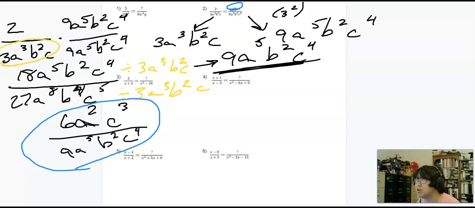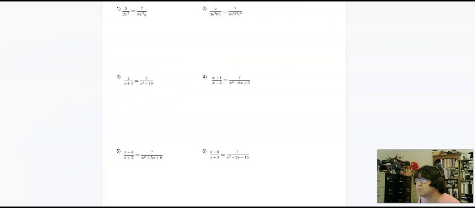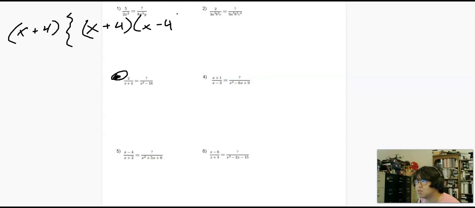Let's do a couple with binomials and see where we are here. Clear all the drawings out. With the binomial here, I'm talking about number 3 now. I've got 2 over x plus 4 equals something over x squared minus 16. If you factor both of these pieces, you'll find that x plus 4 doesn't factor, and the other is x plus 4 times x minus 4. Those are my factors for the x squared minus 16, a difference of squares. Just remember that.